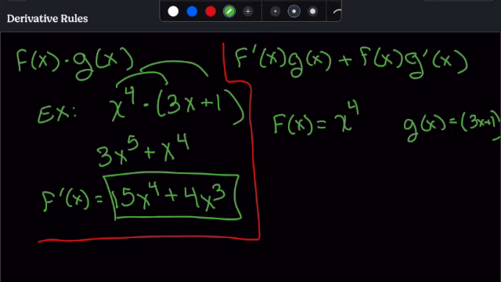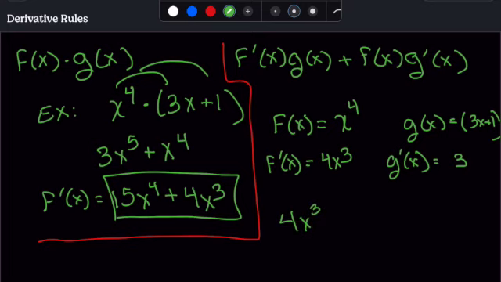Now we need an f prime of x. So f prime of x is equal to 4x cubed. g prime of x is equal to 3. So now let's go ahead and plug into the formula. So f prime of x is 4x cubed times our regular g, 3x plus 1, plus, well, we leave f alone, that's x to the 4th, and g prime is just equal to 3.